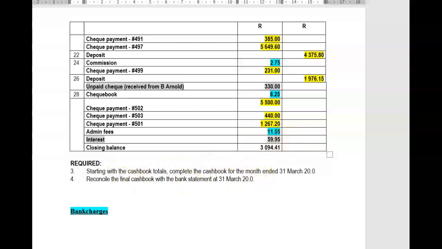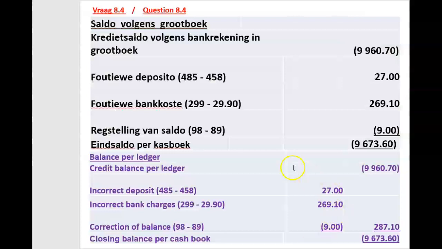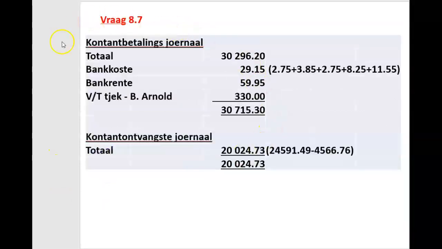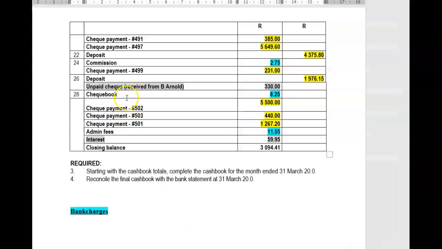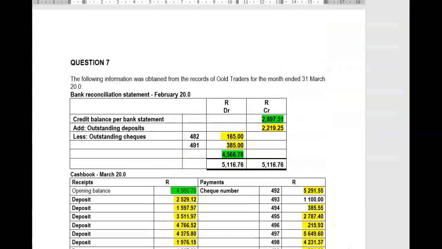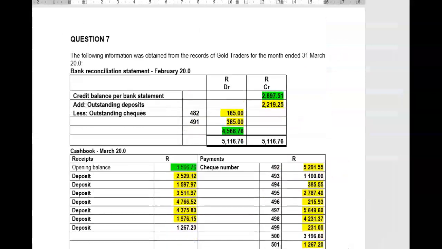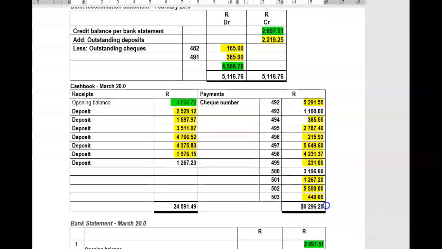So the first thing that we want to do is check back what is going to be our final balance as per the ledger. Cash book payments journal, 3296.70. If you go there, cash book payments journal, there's the total, 3296.70. Another one, no, not a blue one. Don't want a blue one. Let's make it purple.